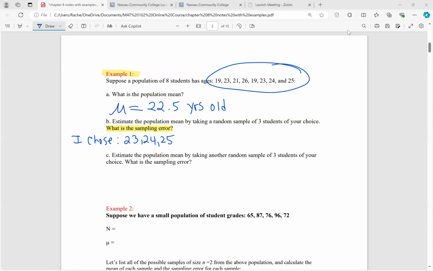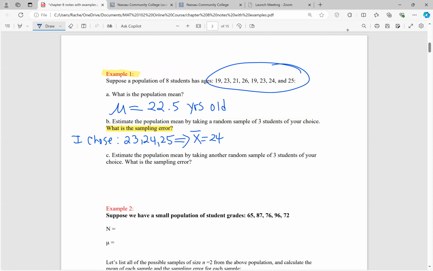So I chose the sample 23, 24, 25 from above. Now my sample mean, X bar: if I add up those 3 values and divide by 3, that's how we get the sample mean, I get 24. If you picked a different sample, that's great. You're going to get a different sample mean.